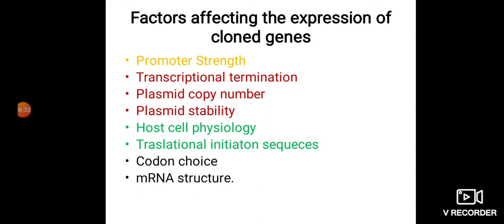So whichever we want to go for, we need to address these particular aspects, so that all these aspects are considered and made suitable for expressing that particular gene in a particular specific host.